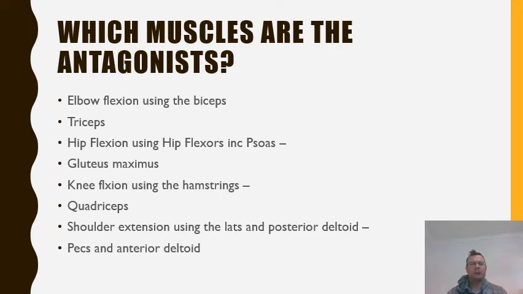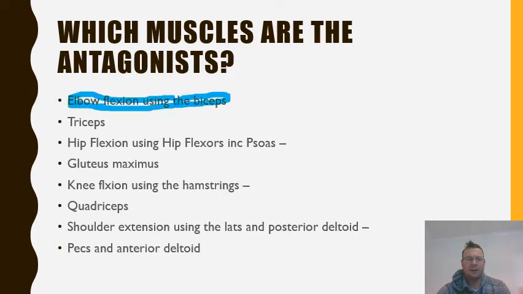So your job now, I thought this was going to come up better. So what I was hoping to do, look down here. Which muscles are the antagonists? If we look here, elbow flexion using the biceps, like the chap over the page, we should be able to note his triceps are the antagonist in that movement. Elbow flexion requires the triceps to relax.